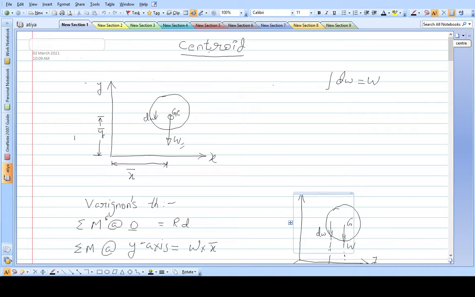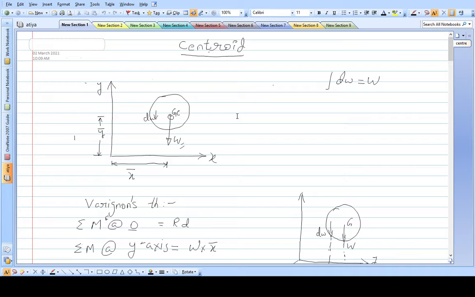So initially, for the centroid, we considered the object on which gravitational force is acting towards the center of the earth, and each particle will also be acted on towards the center of the earth. The self weight of the particles will form a parallel force system, and hence the resultant of that parallel force system will give you the self weight of the object, acting in the vertically downward direction through the center of the object.